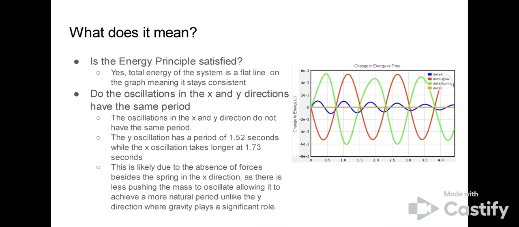The oscillations in the x and the y directions, do they have the same period? The answer to that is no, they do not, which you can tell because the track doesn't remain a constant straight line. But going through the spreadsheet data, you can see that the oscillation in the y direction has a period of 1.52 seconds, while the oscillation in the x direction takes longer at 1.73 seconds. This is likely because gravity does not act in the x direction, so there were more forces acting upon the mass in the y direction, including gravity and the majority of the spring force, as opposed to just a portion of the spring force in the x direction.